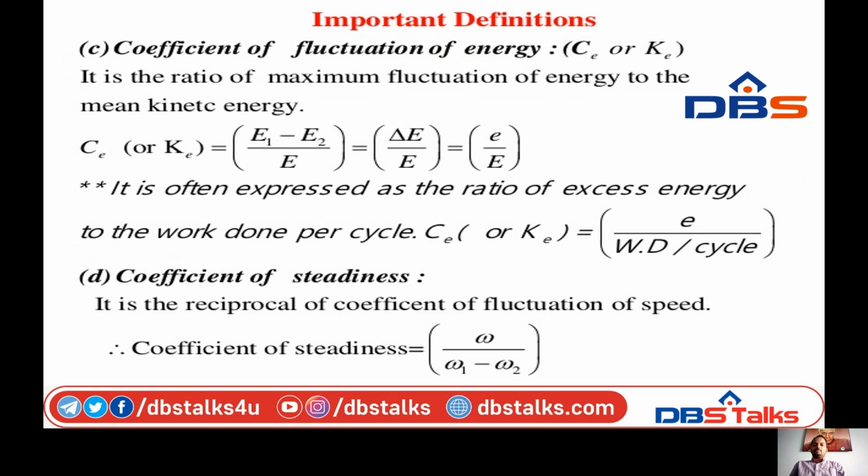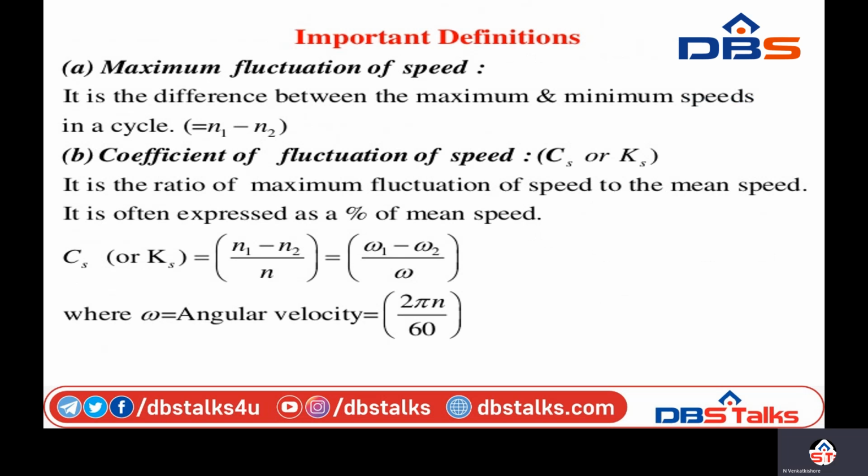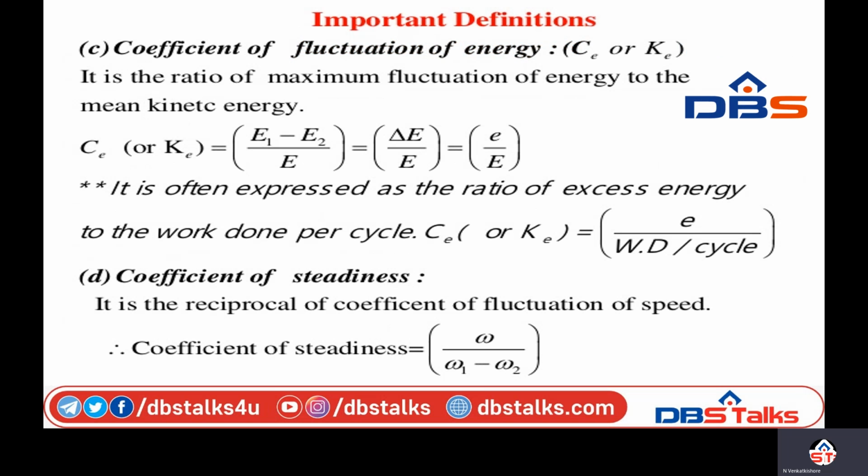And next is the coefficient of fluctuation of energy. The notation is almost the same, C or K, but for fluctuation of speed we use the suffix S and for energy the suffix E. It is the ratio of maximum fluctuation of energy to the mean kinetic energy.